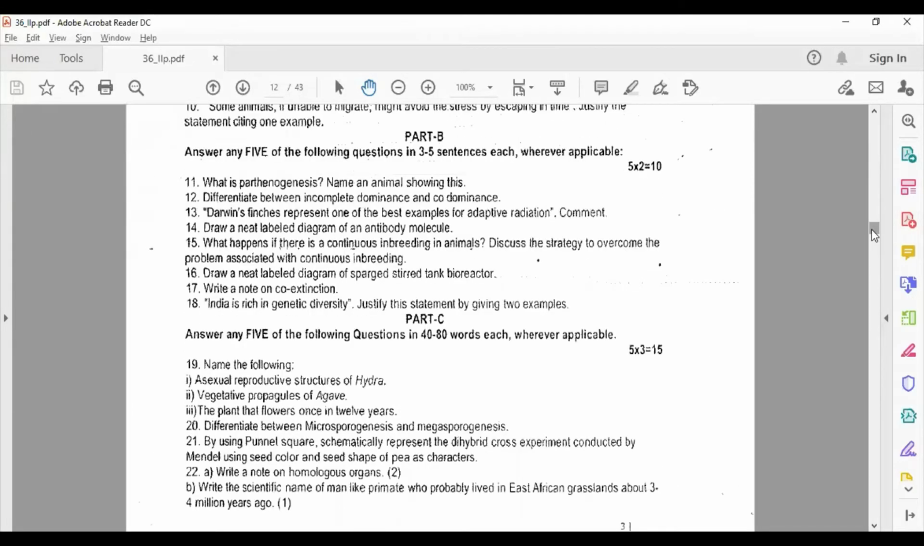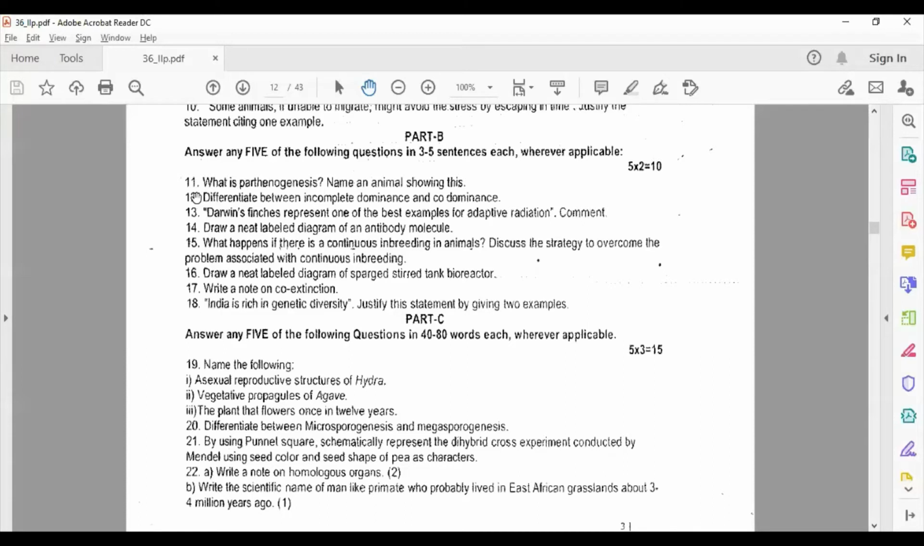Moving on to part B, the second part. Here you will find 8 questions, out of which you have to answer just 5 questions, and that too in 3 to 5 sentences. That's all. So 5 questions into 2 marks will give you 10 marks. Moving on to the first question here in the second part: what is parthenogenesis? Name an animal showing this. Parthenogenesis comes under the second chapter.